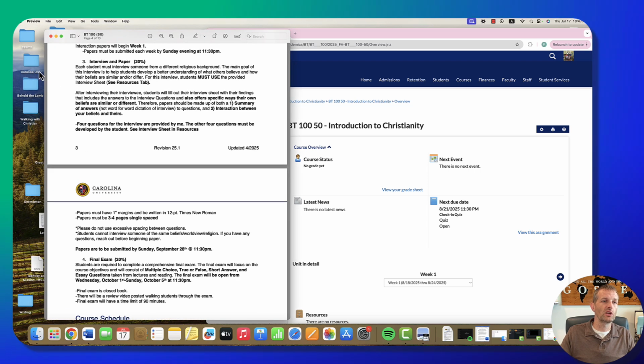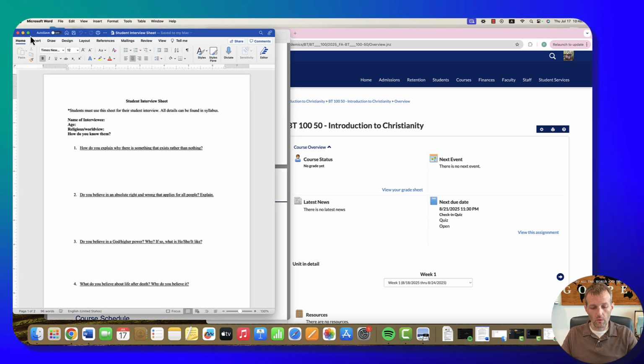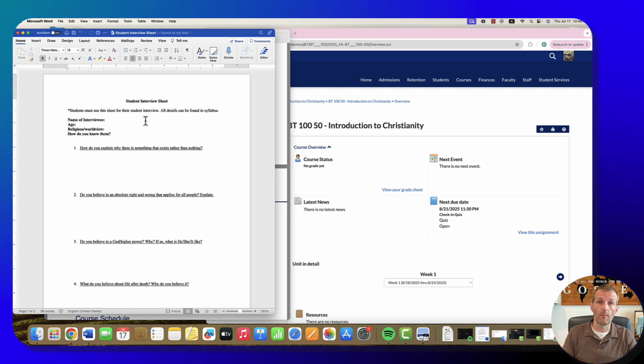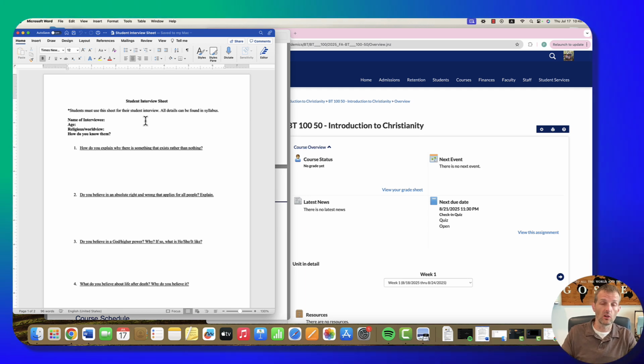And the way this is going to be made up is you are going to, let me see if I can find this sheet real quick. All right. You are going to use this student interview sheet, right? You're going to download it, open it up, and this is where you're going to record all of the person's answers and then further elaborate. So let me show you how this works.